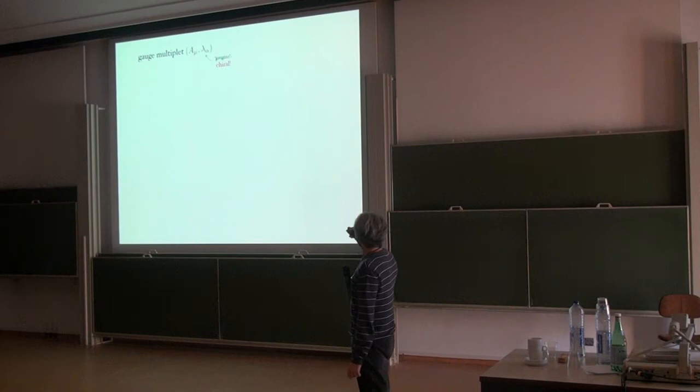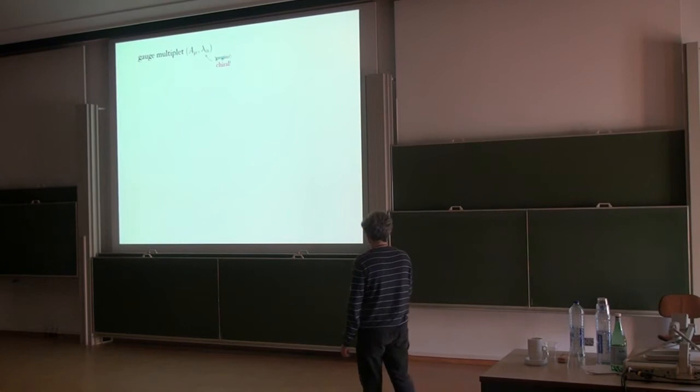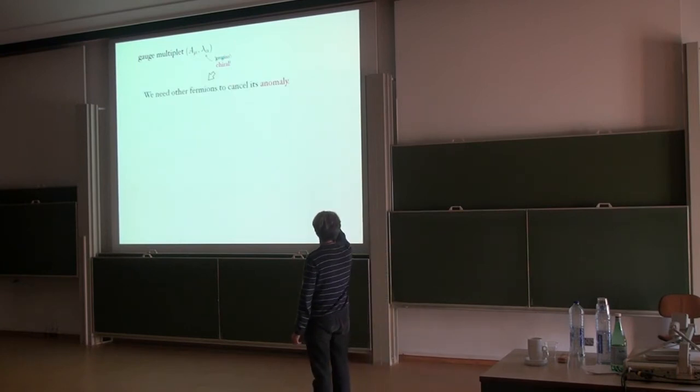Well, let's proceed anyway. I want to point out that there's another problem, which is even more pressing. Namely, there's a gaugino here, and there's a danger that this will give an anomaly, because this is a chiral object. So then you immediately see that we need other fermions to cancel its anomaly.